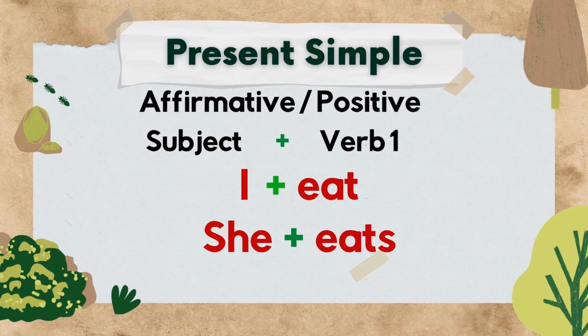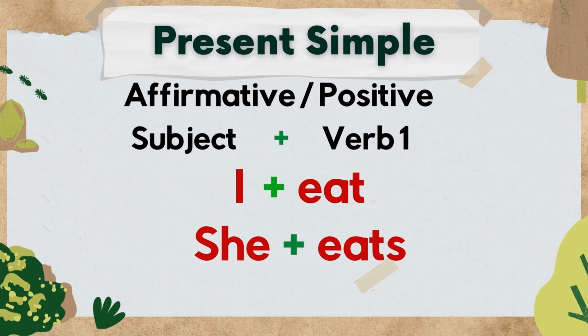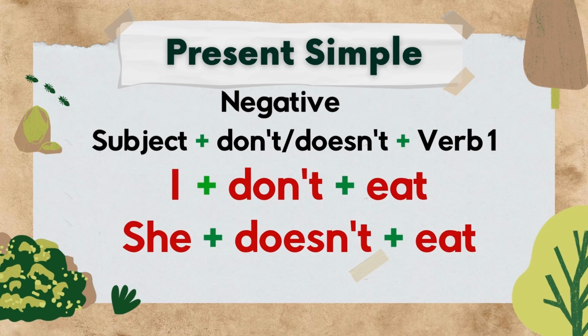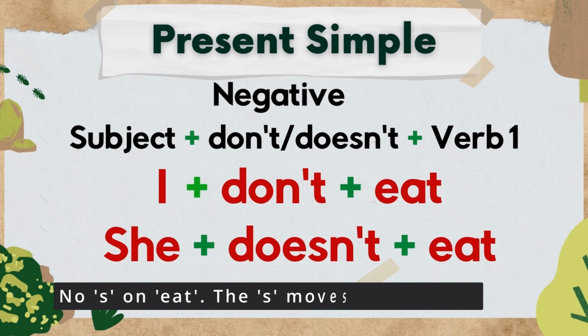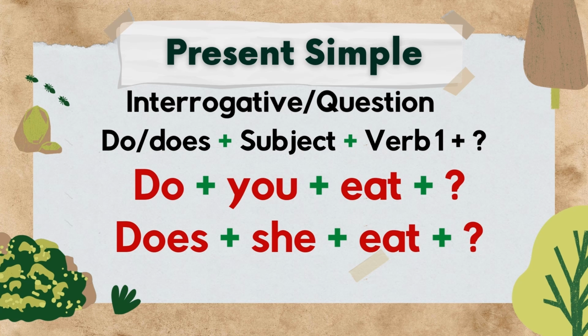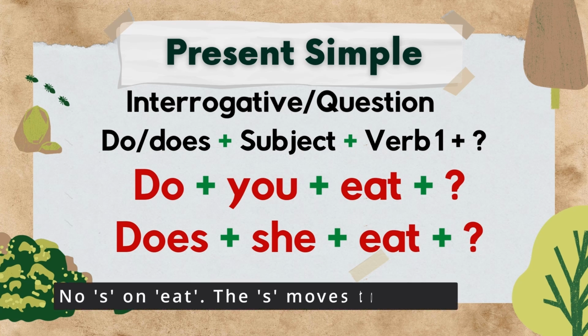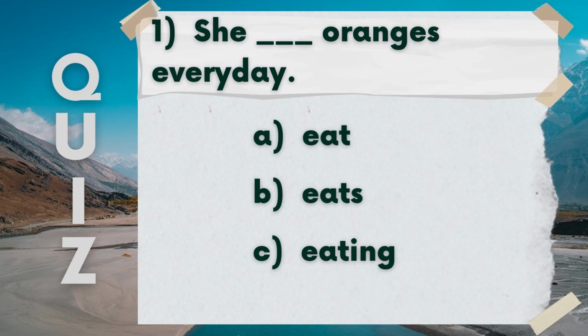Now, let's see how the present simple is formed. In the positive, it's subject plus verb, like I eat or she eats. For the negative, it's subject plus don't or doesn't plus the verb, like I don't eat, she doesn't eat. To form a question, we use do or does plus the subject plus the verb, like do you eat? Does she eat?